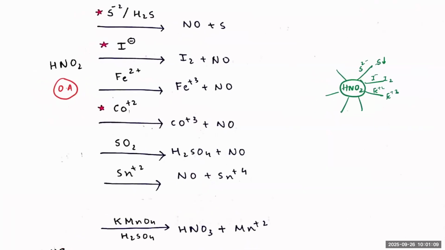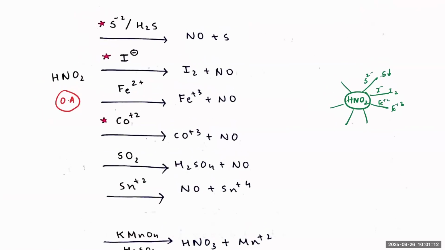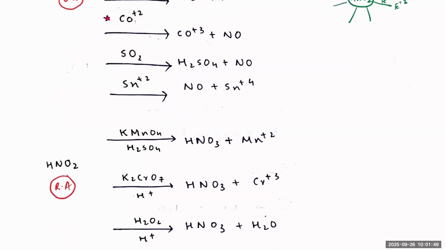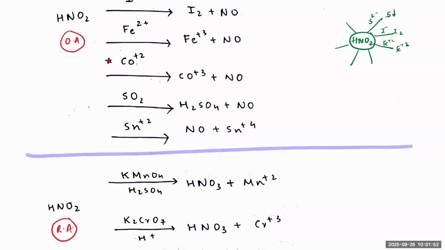What are the oxidizing agent reactions? It will oxidize compounds which are very strong reducing agents, like S2-. S2- is a strong reducing agent, either in the form of H2S or any salt of S2-. It converts into colloidal sulfur, and HNO2 reduces into NO. I- gets oxidized into I2, HNO2 to NO. Fe+2 to Fe+3, cobalt +2 to cobalt +3, SO2 to H2SO4, Sn+2 to Sn+4. These are all the oxidizing agent reactions.